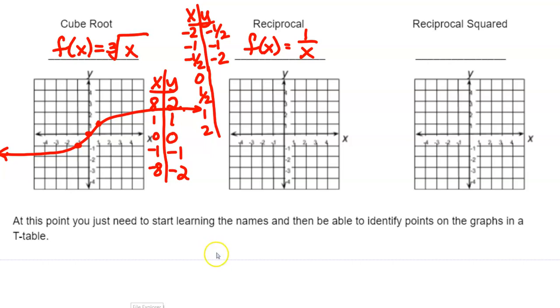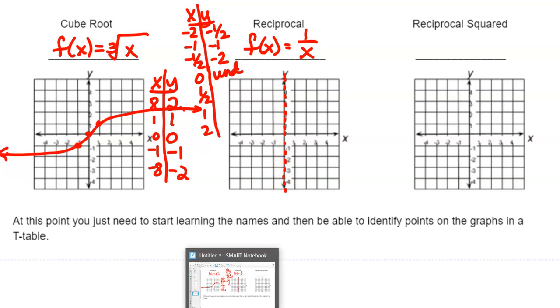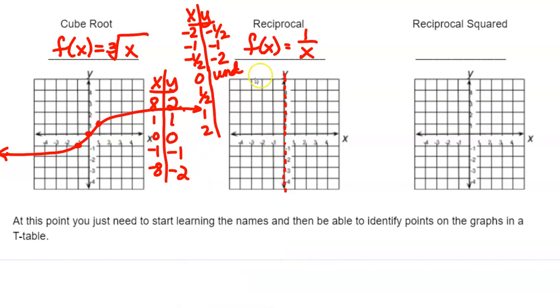When I throw 0 in, I get 1 over 0. Undefined. Remember, you can never divide by 0. That is an undefined operation. So in our graph, what that symbolizes is what we call an asymptote. So it's going to be a dashed line here when x equals 0. When I throw in 1/2, that reciprocal means I flip it over and get a 2. 1 over 1 flip gives me a 1 again, or plug in 1. 1 over 1 is 1, and plug in 2. 1 over 2 is 1/2.